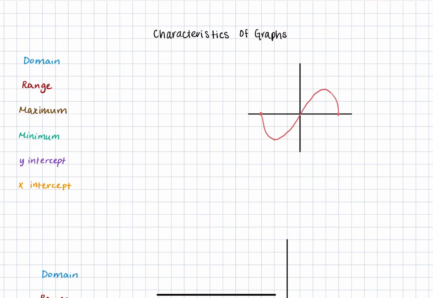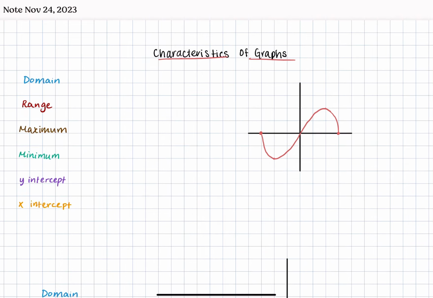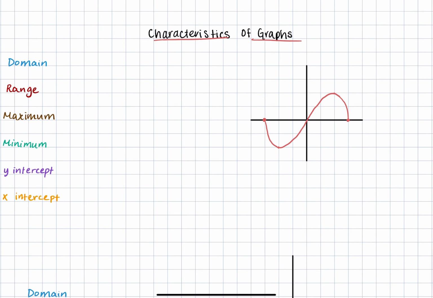Hey guys, in this video we're going to be looking into characteristics of graphs. So we have a graph right here, and we see the names domain, range, maximum, minimum, y-intercept, and finally x-intercept. So we're going to be looking into what all these terms are. Let's start with the first one, domain.